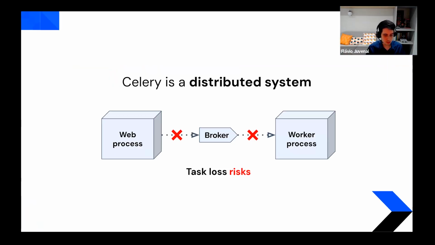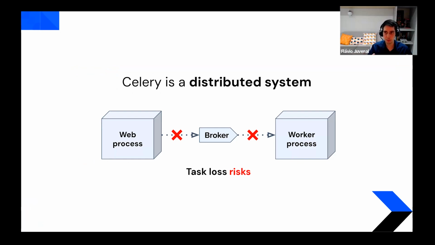And it's very easy to forget because Celery is a great tool and it's very easy to start using it. So it's very easy to forget that Celery is a distributed system. So you are dealing with multiple moving parts, and those moving parts have to communicate, and they have to communicate correctly. Otherwise, you have task loss.